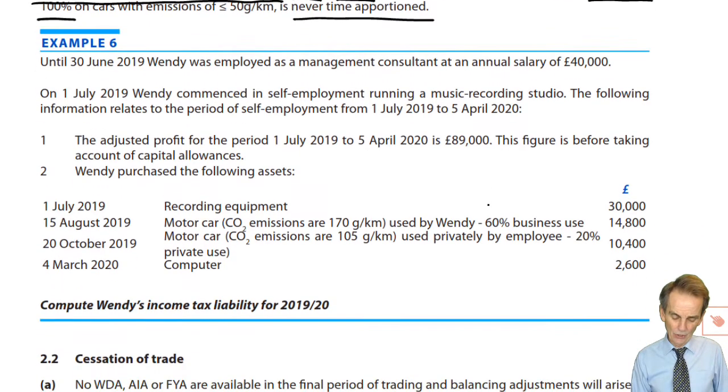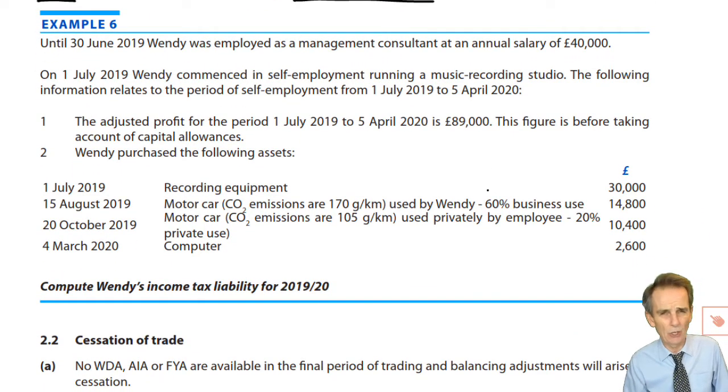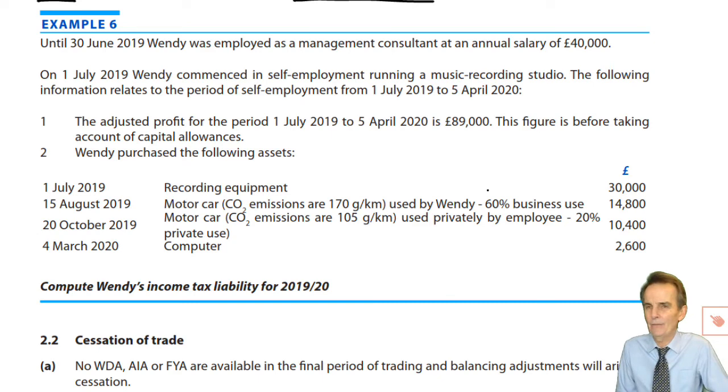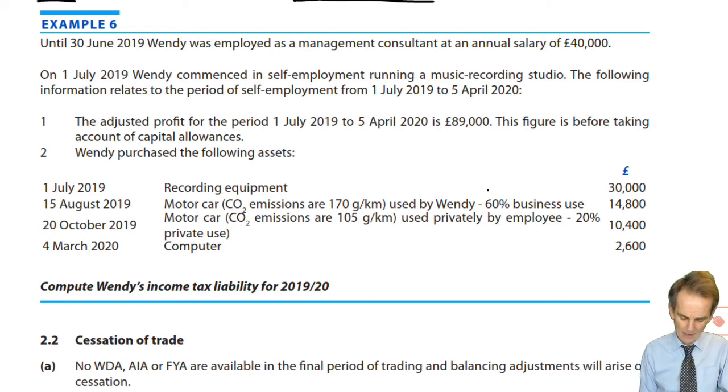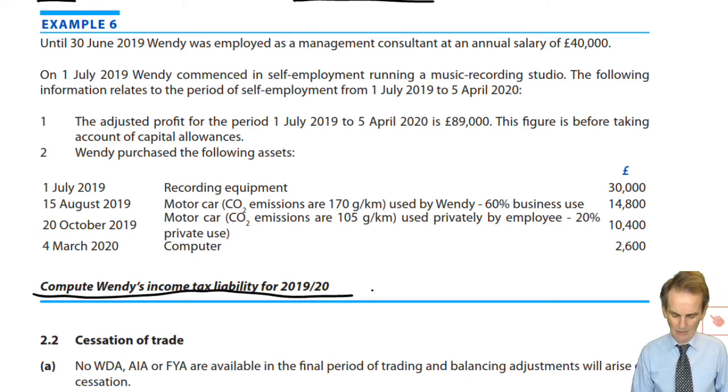Now, what I've done here is, rather than just give you, as you have already practiced, I think it was example 1 in chapter 5, dealing with a short opening period, and computing both AIA and WDA, what we've done is to give you a bigger problem, a sort of example of a Section C example, only there would be rather more work to do than you see here in example 6. But this is bringing your profits and capital allowances, your tax adjusted trading profit, into the income tax computation, because we have been asked to compute Wendy's income tax liability for the 2019-20 tax year there. Okay, so what have we got?